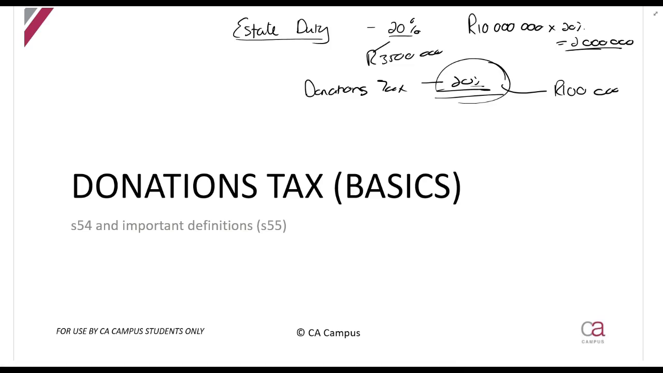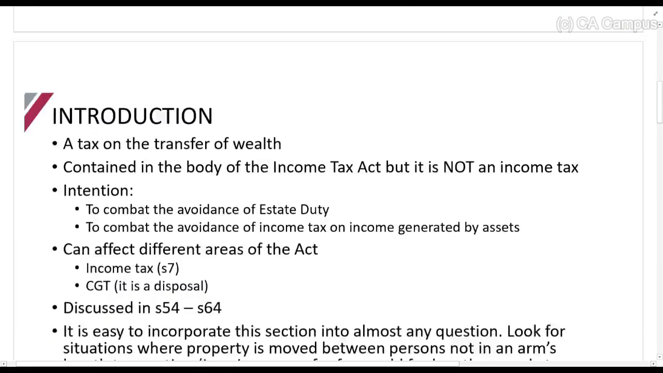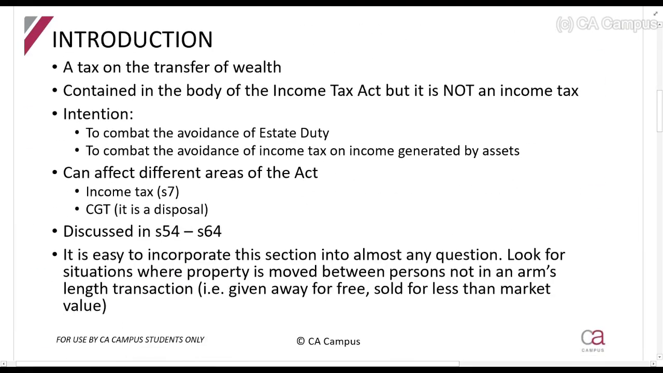You will see though, if you make donations to public benefit organizations, or if there's, for example, someone that is sick and you make a donation, then you don't have to pay donations tax. You'll see there are exemptions to the rule. But they're just trying to stop people from moving around assets without properly selling them. So basically, guys, that's what we've been talking about under the introduction. It's to combat the avoidance of estate duty. It's to combat the avoidance of income tax generated by assets.